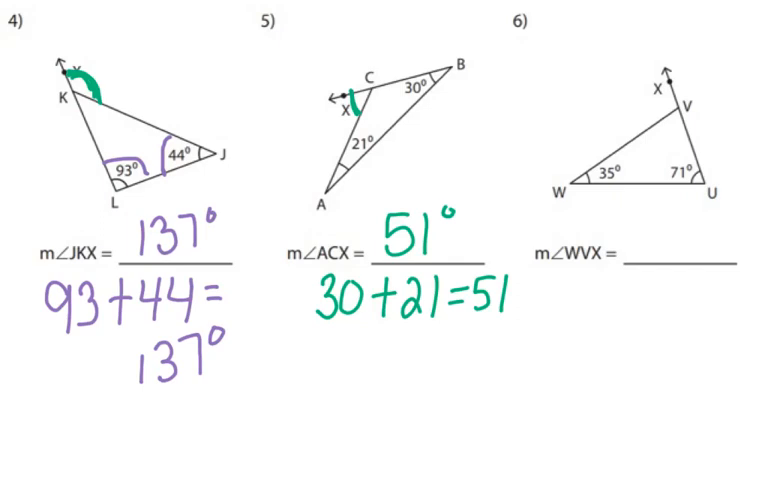Okay, so this last one, so here's our exterior angle. In order to find that, we're just going to add the two non-adjacent angles, which is 35 and 71, and that's going to give us 106 degrees.